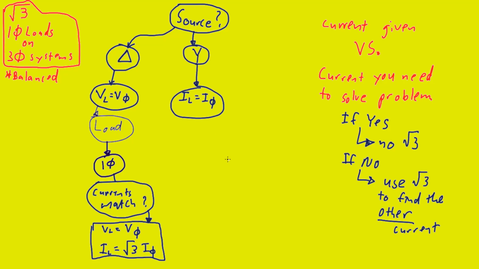This was dealt with in detail in our second video, and I'm showing you a circuit diagram here just to refresh your memory. And here we can see that line current and phase current match. They're the exact same.